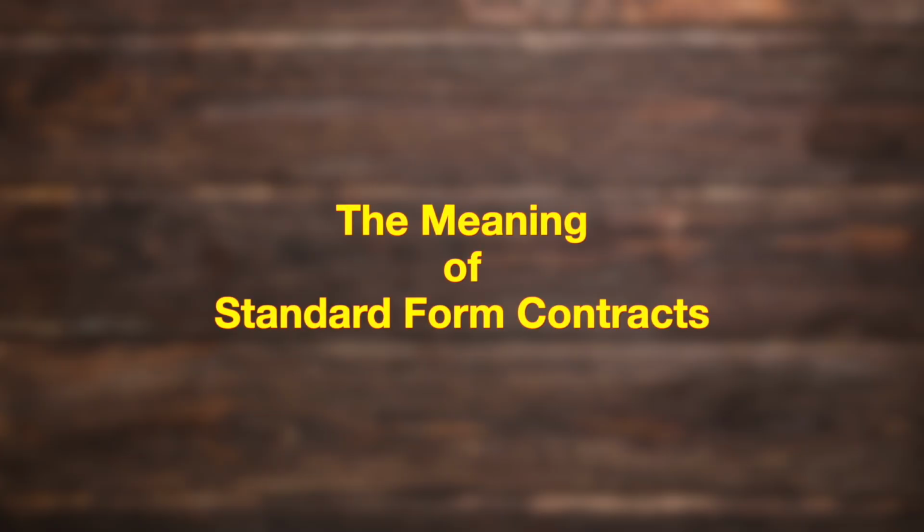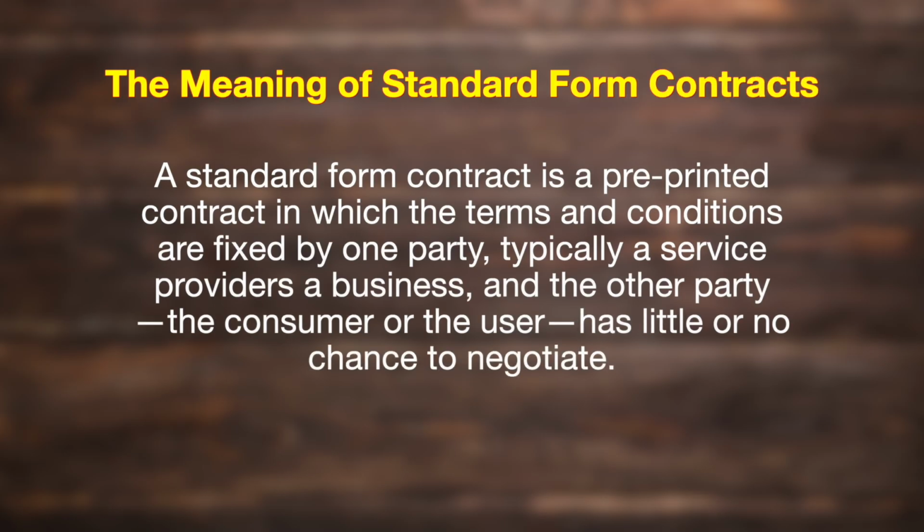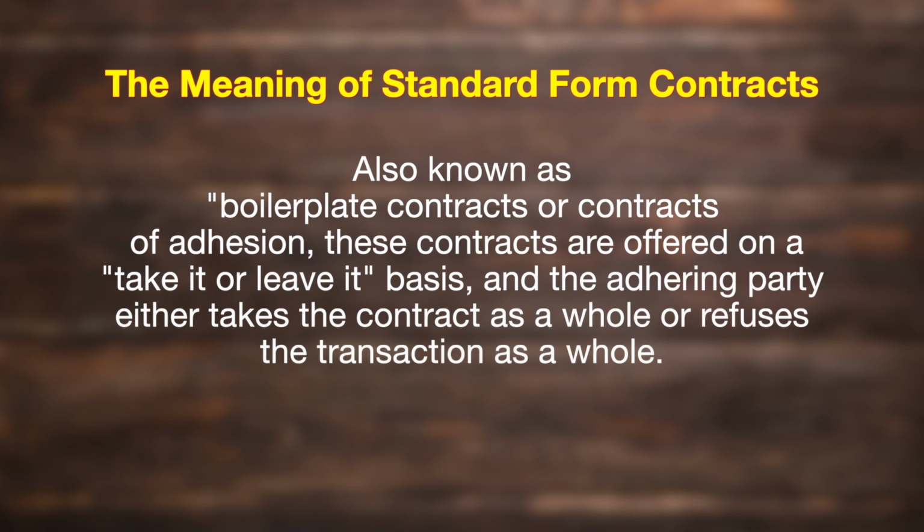Now let's talk about the meaning of standard form contracts. A standard form contract is a pre-printed contract in which the terms and conditions are fixed by one party, typically a service provider or a business, and the other party, that is the consumer or the user, has little or no chance to negotiate. Also known as boilerplate contracts or contracts of adhesion, these contracts are offered on a take it or leave it basis, and the adhering party either takes the contract as a whole or refuses the transaction as a whole.